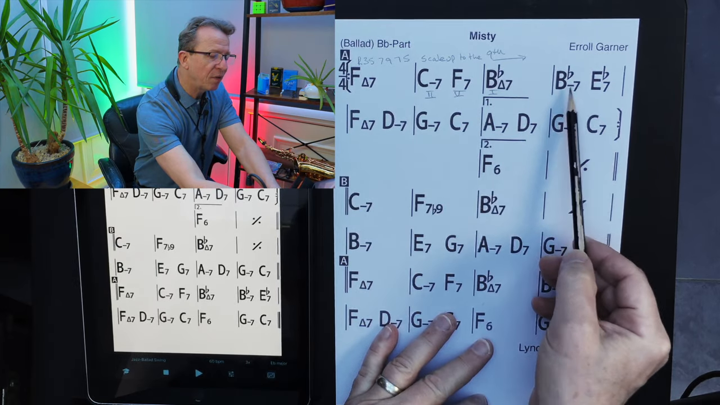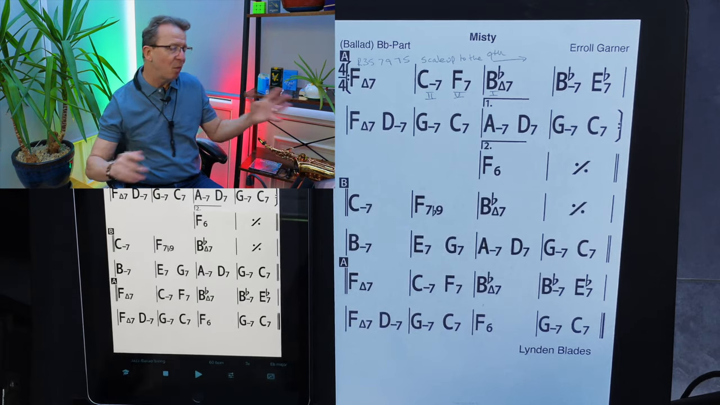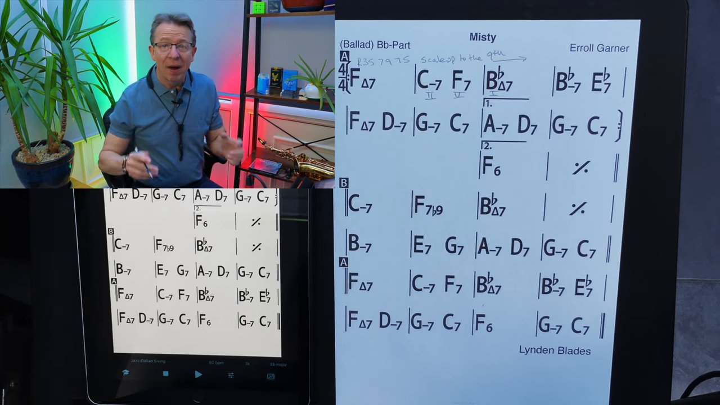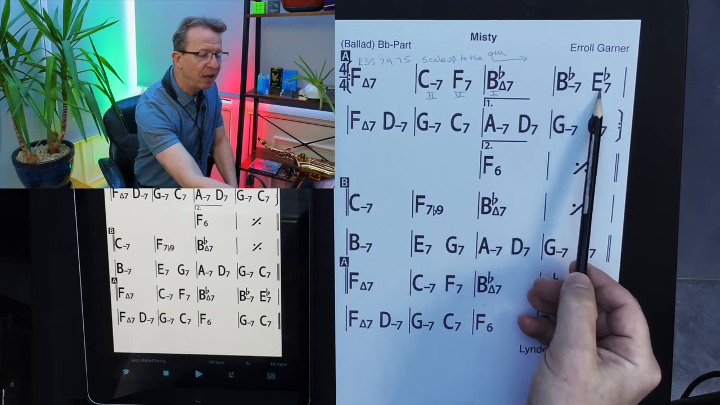What about here? What have I got? I've got something minor seven followed by something dominant seven. Wait a minute, isn't that another 2-5? It is, right? And you tell me, what is this a 2-5 in the key of?